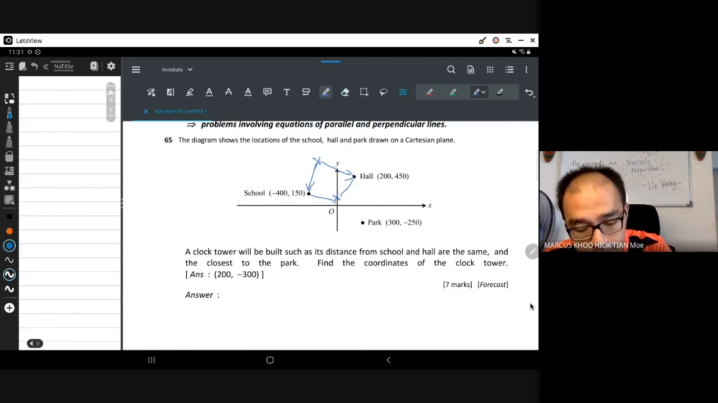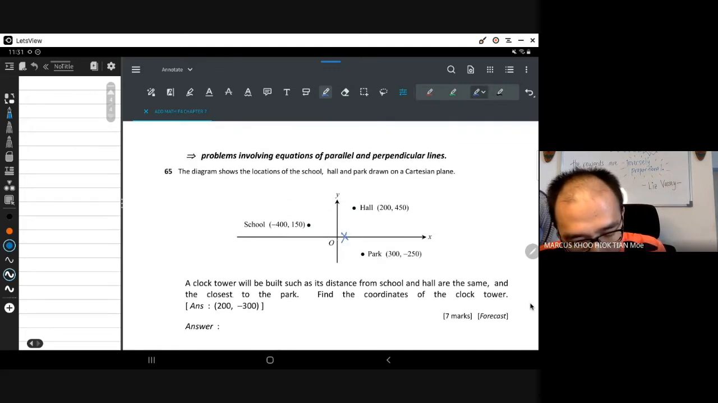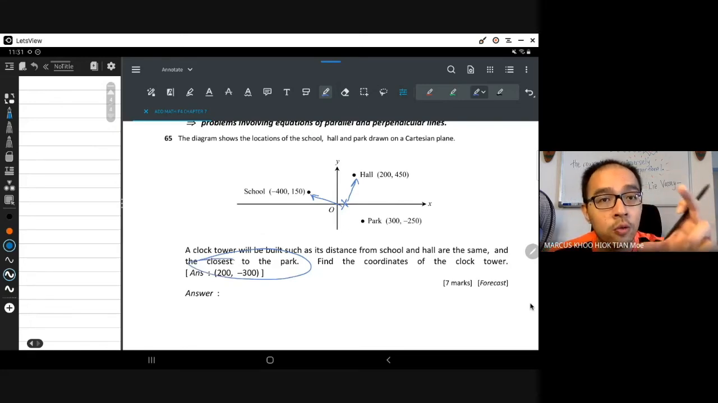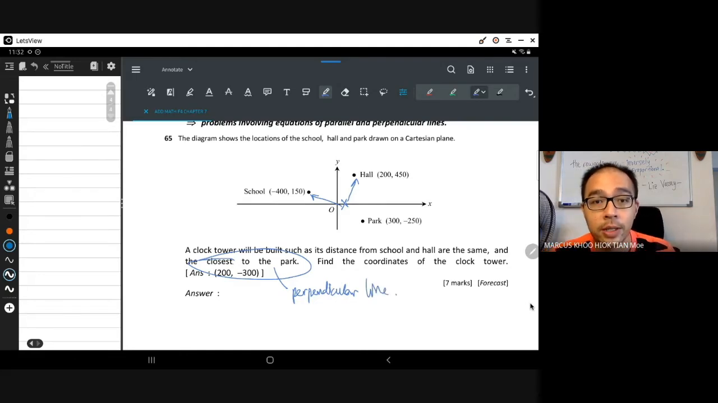That means wherever you put your clock tower, there must be 3 conditions. Number 1, the distance over here is the same. And number 2, because of the words "the closest to the park", the nearest line between 2 points is always a perpendicular line. It's always perpendicular.